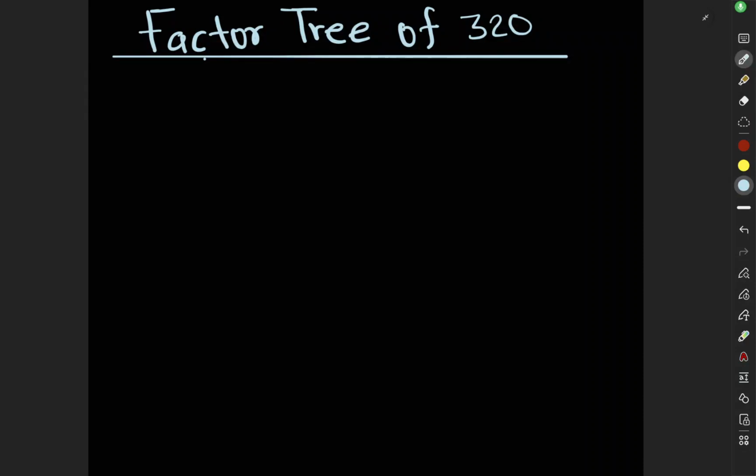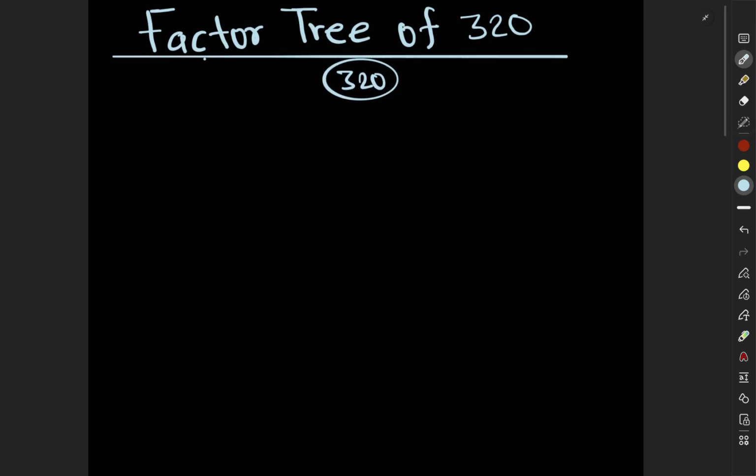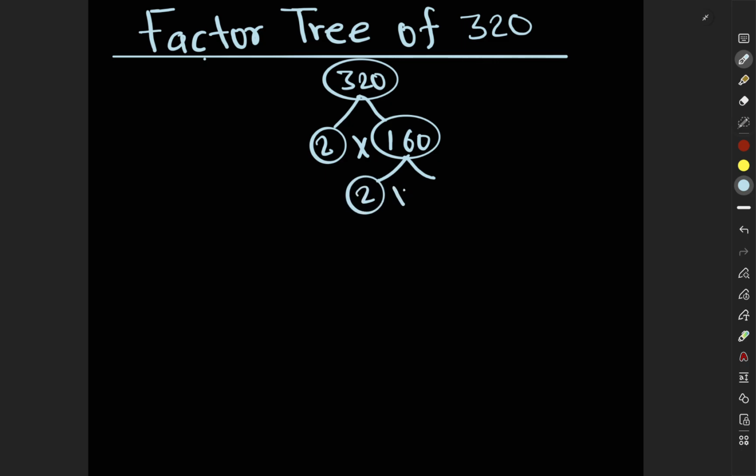Factor tree of 320. So 320 can be written as 2 times 160. 2 times 160 means 320. 160 can be written as 2 times 80. 2 times 80 means 160.